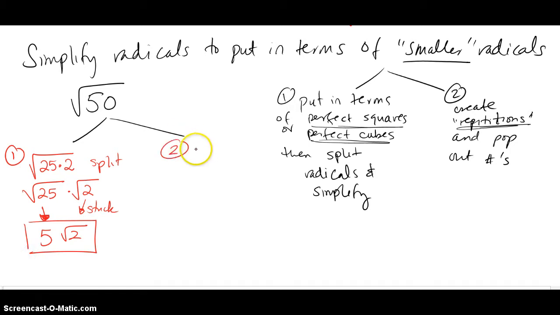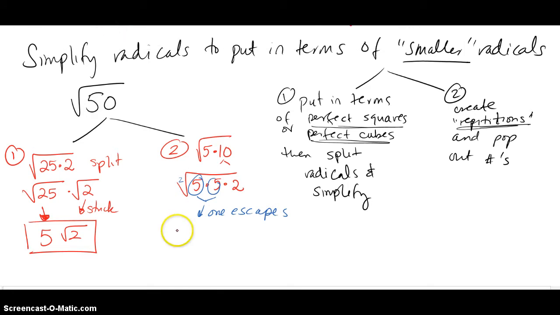Method 2 would be take 50 and do, let's say, 5 times 10, if you want to start with 5 times 10. Since you don't have perfect squares, you break up 10 even further and you say that's going to be another 5 times 2. Now you have repetition. You have the 5 repeated twice, and these 2 get together and 1 escapes the radical because the index is 2. So when 1 escapes, 5 comes out, and this guy is stuck because it doesn't have repetition, so my answer is still 5 square root of 2.